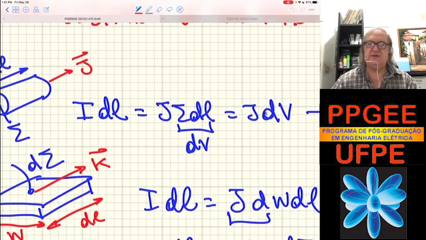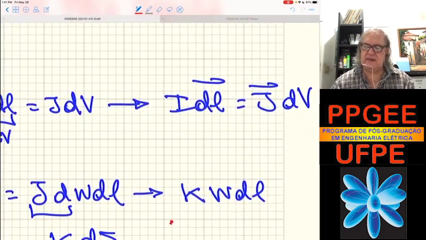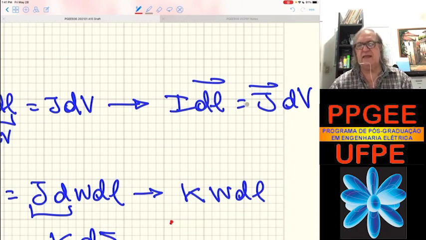And the vector nature: when we talk about wires, we put the vector on the wire direction. If we change that to current density, the vector nature goes not to the volume, but to the current density itself. So the change that we have to make in all formulas is IDL equals J dV.